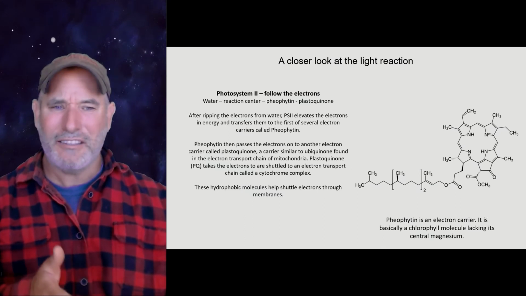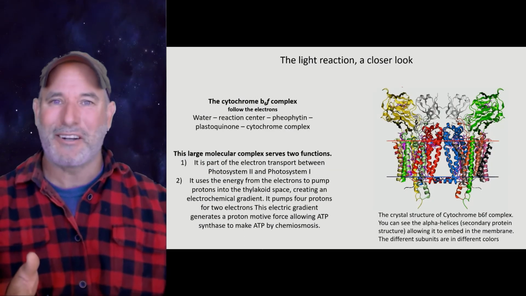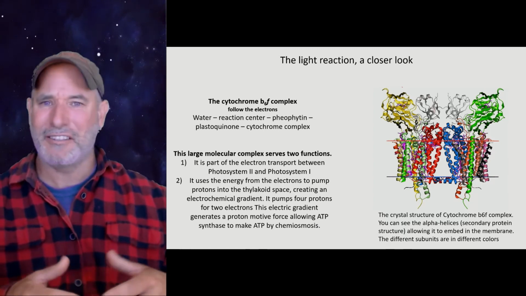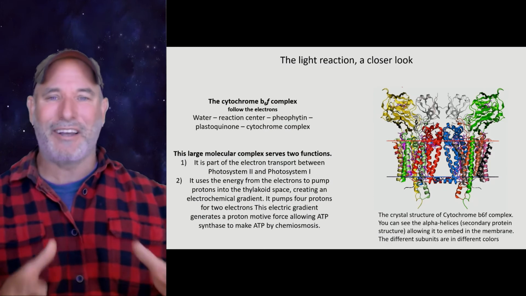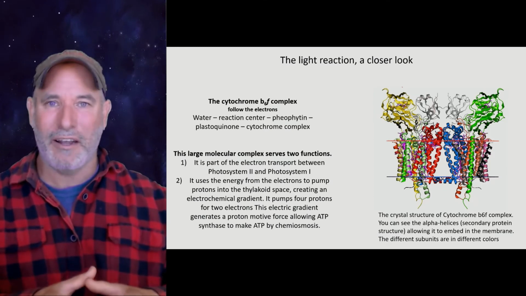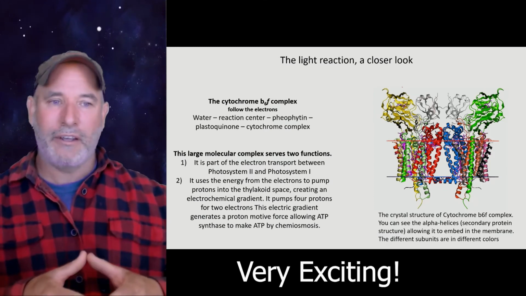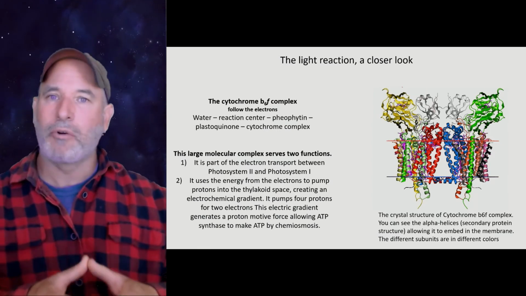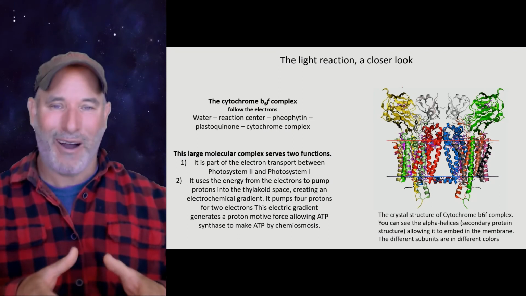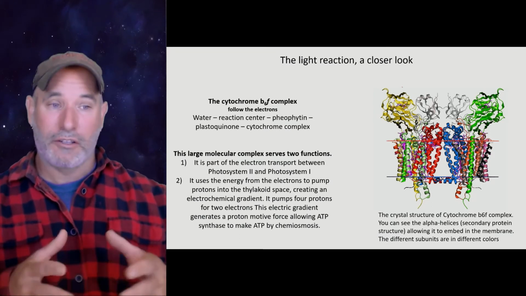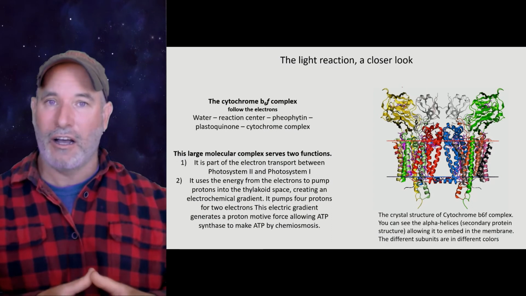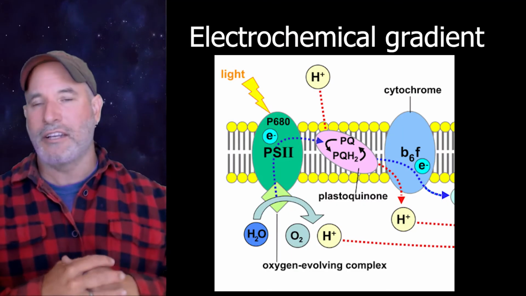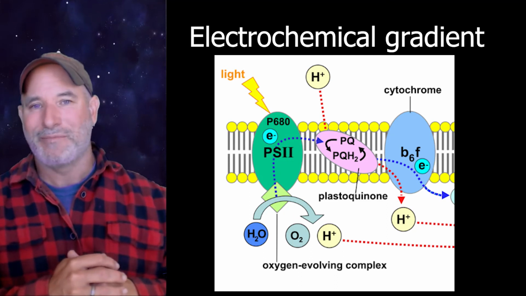Now we have this electron transport chain. So where's it going to take it to next? How about a cytochrome complex? Wait, electrons flowing down an electron transport chain into cytochrome complexes? Oh my gosh, I mean, how exciting is this, right? What we're having here, the cytochrome complex, this is cytochrome b6f. It's a proton pump. I know, wild. What this large molecular complex does is it takes the energy in electrons and it pumps protons into the thylakoid space.